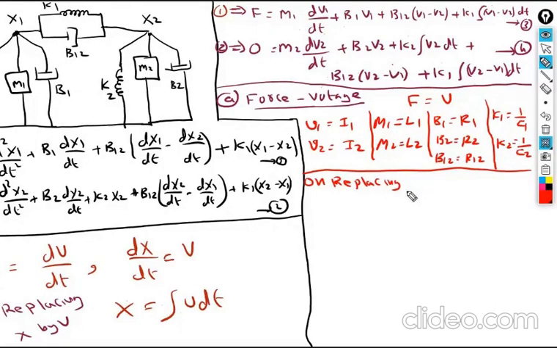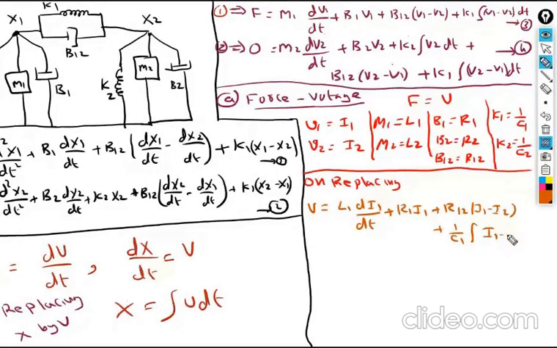Now here once again, on replacing, equations 3 and 4 change. Instead of force, voltage V is equal to L1 into dI1 by dt plus R1 I1 plus R12 into I1 minus I2 plus 1 by C1 into integration of I1 minus I2 dt, equation 5.